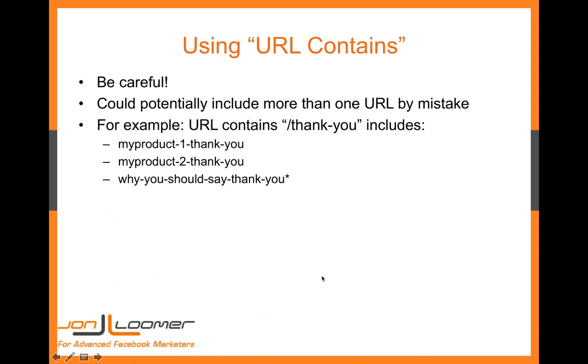So for example, if I do URL contains thank-u, actually if I take out that dash, otherwise that doesn't really make sense. If it's just thank-u, that would include stuff like my product-1-thank you, my product-2-thank-u, and why you should say thank you if there's an article saying that. So that's just an example of how it can potentially pull in multiple pages if you use your URL contains and you're not very careful about how you use it. So just kind of think about that before you do.